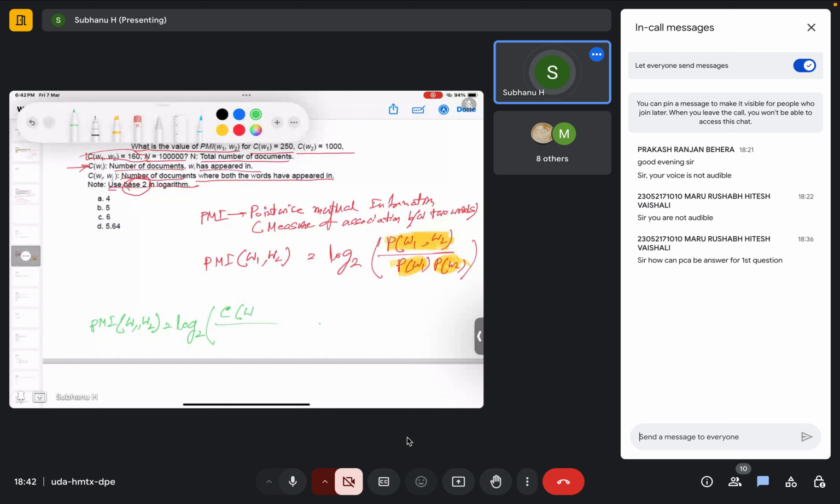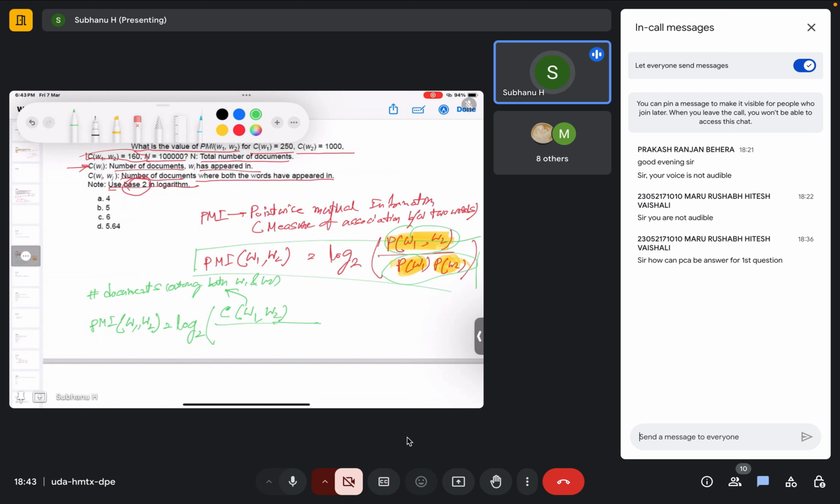So this is C(W1) and C(W1, W2), which is nothing but the number of documents containing both W1 and W2. So the formula for PMI is this one. Here I have to find out the probability.